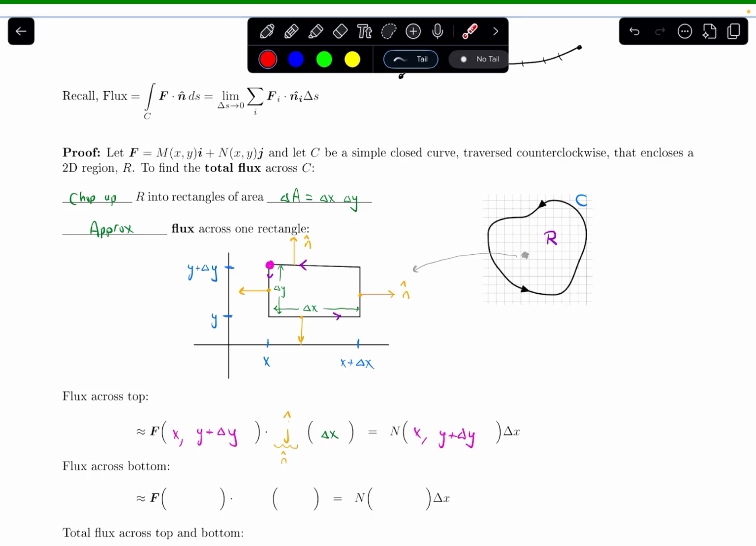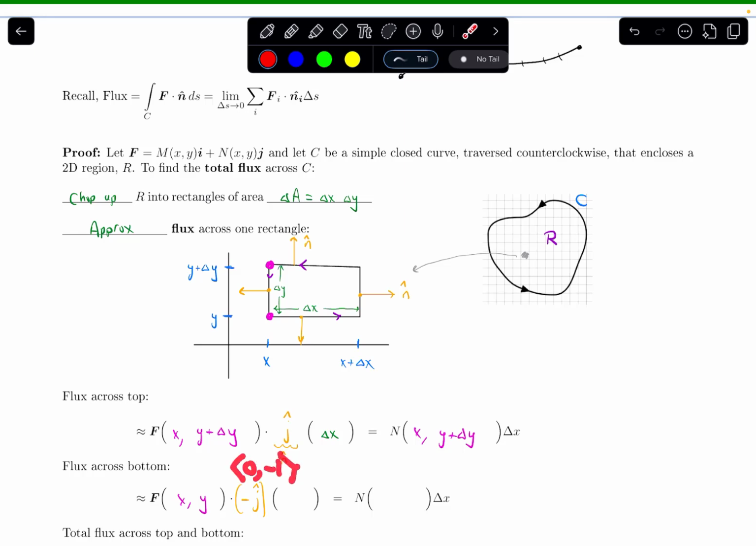If I want to now do the flux across the bottom, again, I'm going to do an approximation. So I'll pick some test point on that bottom portion. I'll just pick this point in the bottom left corner. So I'm going to plug that point into my vector field, the point x comma y. The normal vector, because it's pointing straight down and it has length 1, is now negative j hat. And negative j hat is 0 comma negative 1.